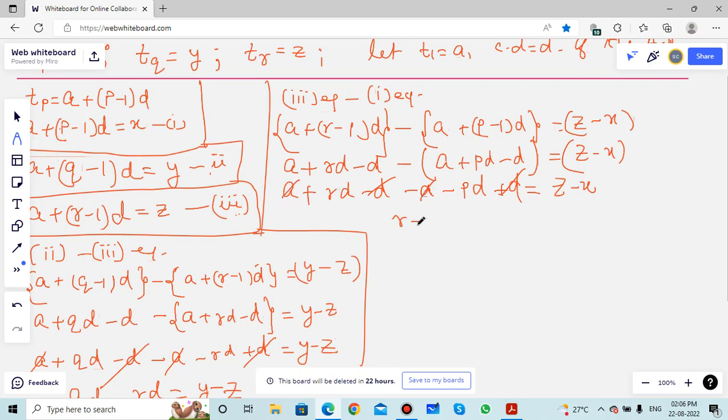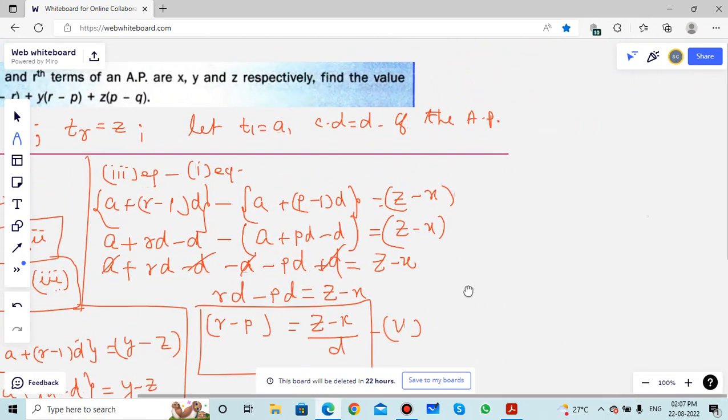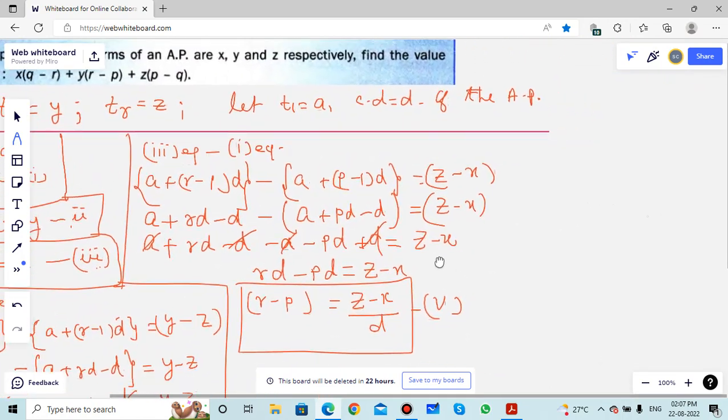So rd minus pd is equal to z minus x. So r minus p will be equal to z minus x upon d. So let it be the fifth equation now. Okay. Now we can do the next one, that is we need p minus q.